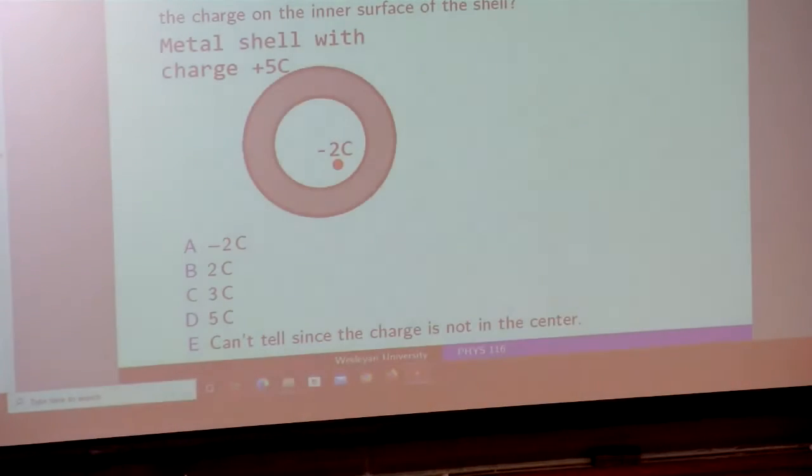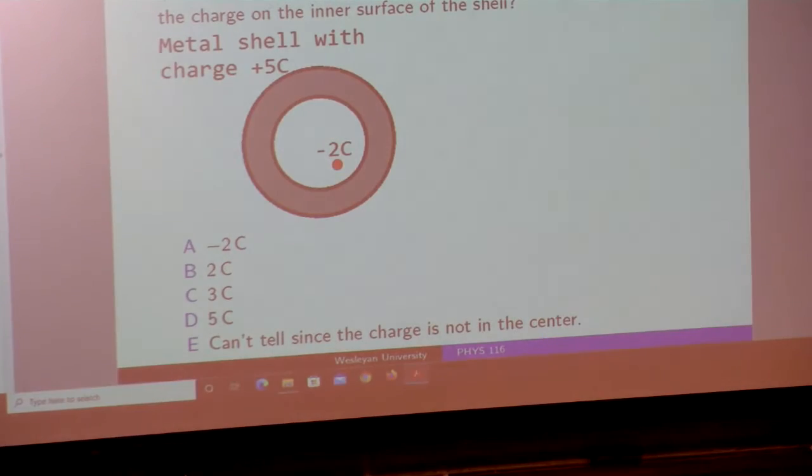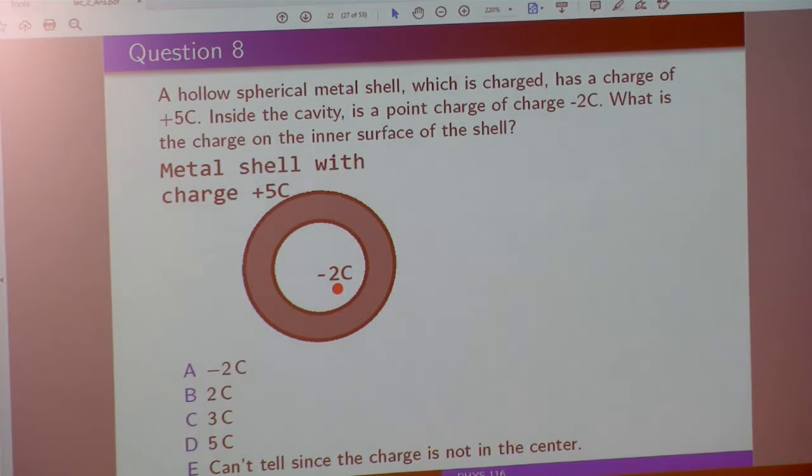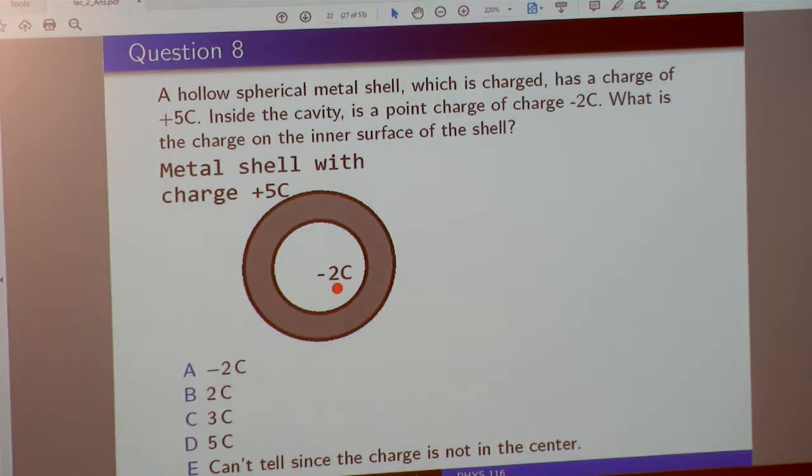Turning on. Show me your votes. Okay, all right. Cool. So mostly for B, B is correct.